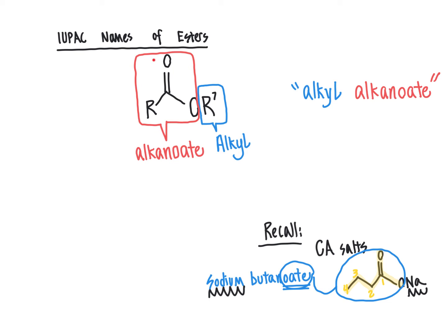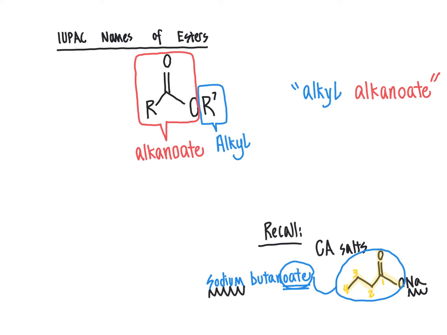And so that alkanoate terminology, the way that we name this group that has our carbons, our carbonyl, and our oxygen as an alkanoate, is going to be the same for naming an ester as it was for naming a carboxylic acid salt. The differentiation is that the first part of the name for an ester is going to be the alkyl group name that's bonded over here to our oxygen atom, versus in the carboxylic acid salt, that first part of the name was the metal, such as sodium.